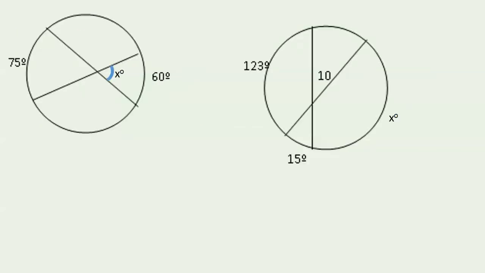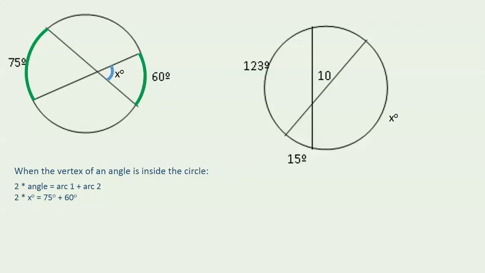So, solving for x. When the vertex of an angle is inside the circle, 2 times the angle measure will be arc 1 plus arc 2. So if we take 2 times x, it's going to be 75 degrees plus 60 degrees. Combining like terms, we find that 2 times x will be 135 degrees. To solve for x, we'll divide both sides by 2, and we find that x is 67.5 degrees. Decimals are okay.